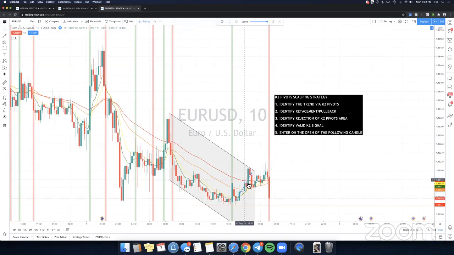So this would be the second requirement. The second requirement was that we identified a retracement pullback from the current movement downward. So that's number two.